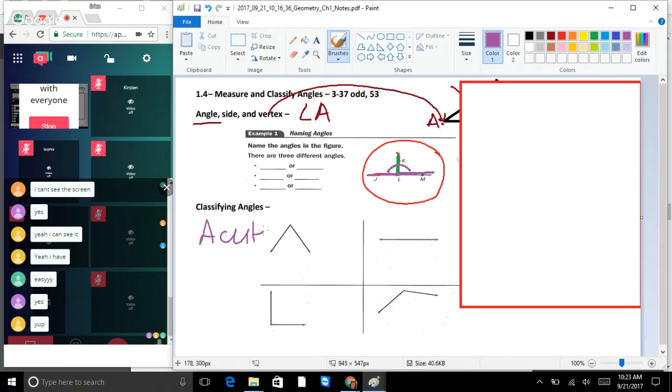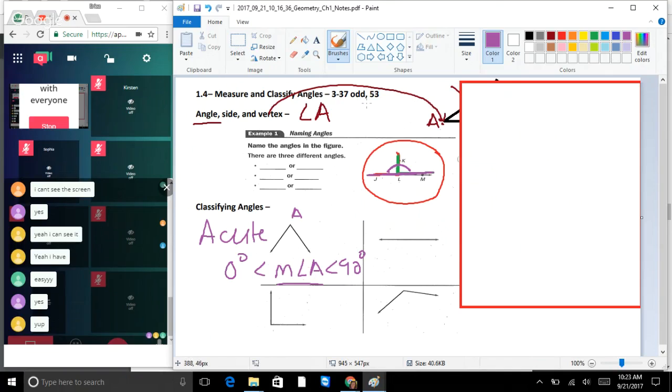So my kids remember acute by like, it's a cute little triangle, right? Basically, if this is angle A, the definition is that the measure of angle A is bigger than 0 degrees, but it's less than 90 degrees. Okay, so we would read this as the measure of angle A is greater than 0 degrees and less than 90 degrees. And that would be acute.